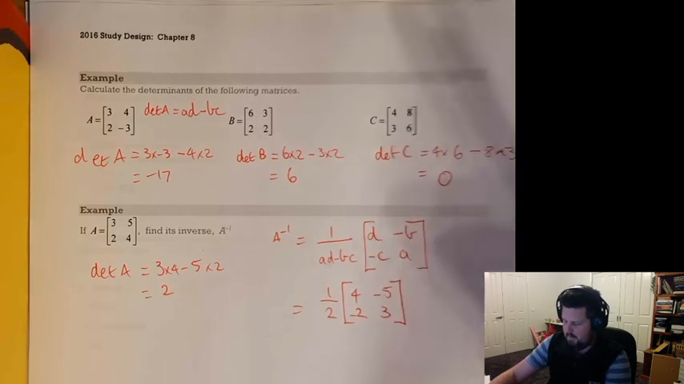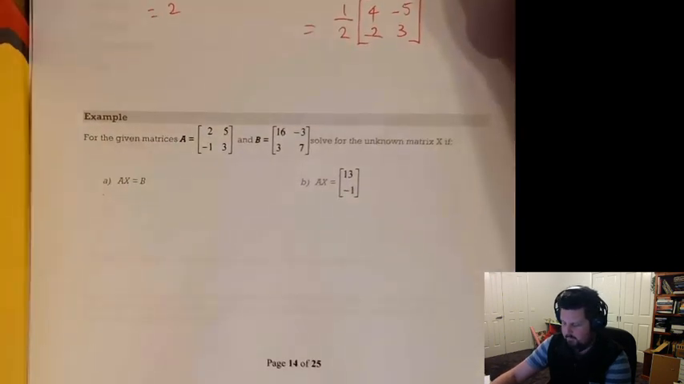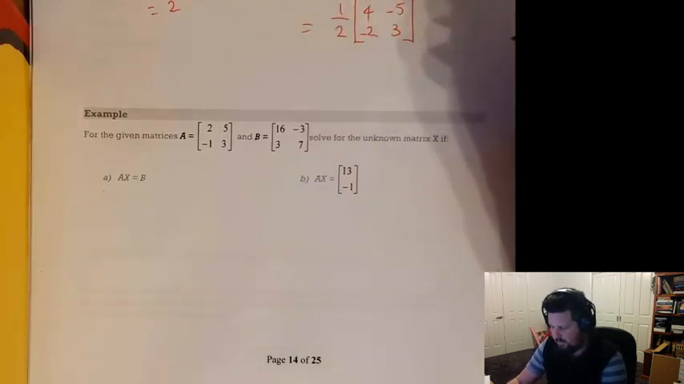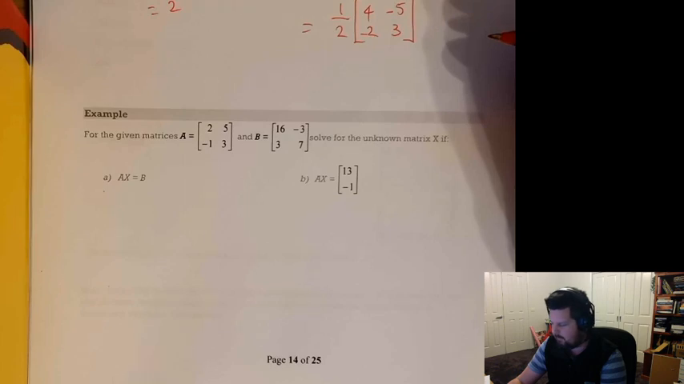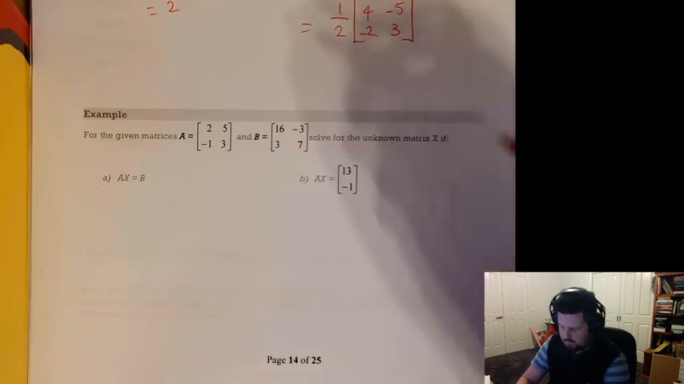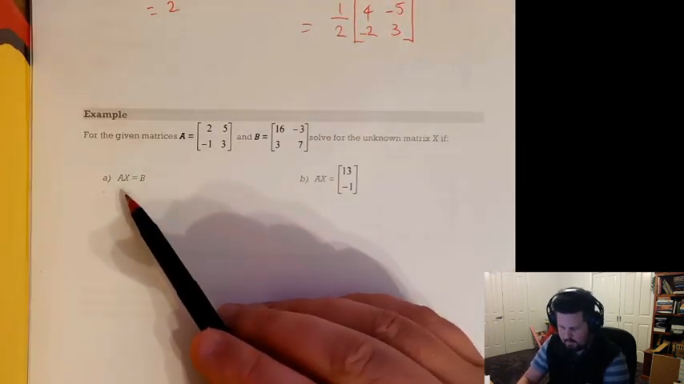Alright, last few that I want to talk about. We've got some matrices here. We've got matrix A and matrix B. It's saying in this particular case, solve for the unknown matrix X. So, first of all, it's saying here we've got AX equals B.